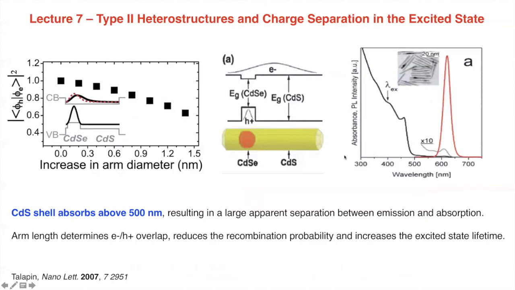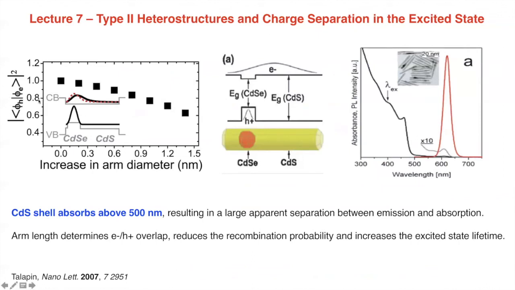So the rod situation looks an awful lot like the core shell case, except the length of the rod now defines the degree to which the electron and the hole overlap with each other. And so the degree of confinement in that long direction is not very strong, and it has a minor impact on the energy of the exciton, but it can change the electron and hole overlap fairly substantially.